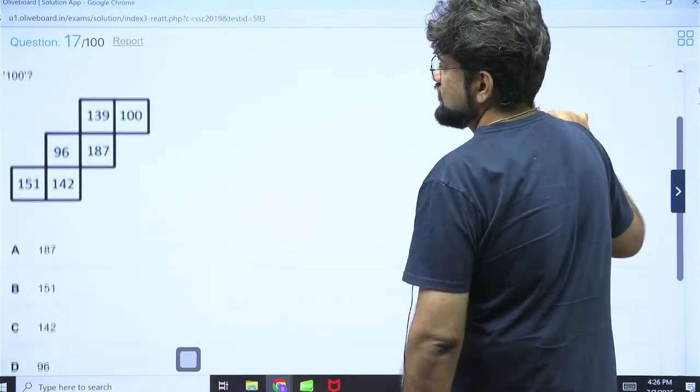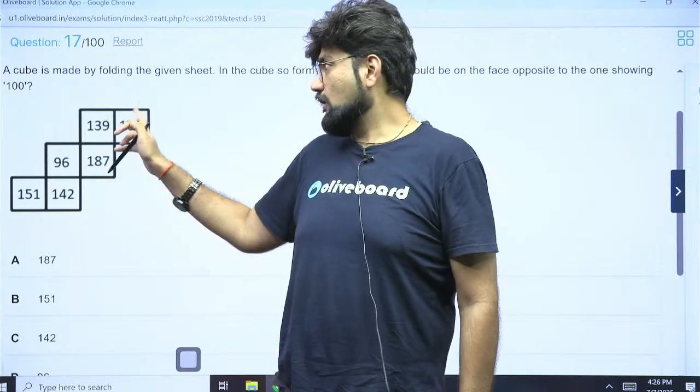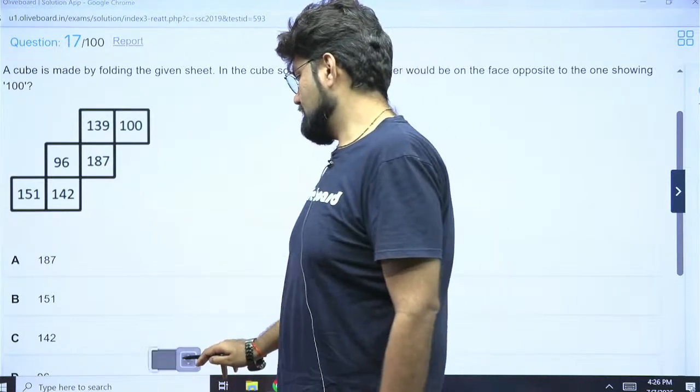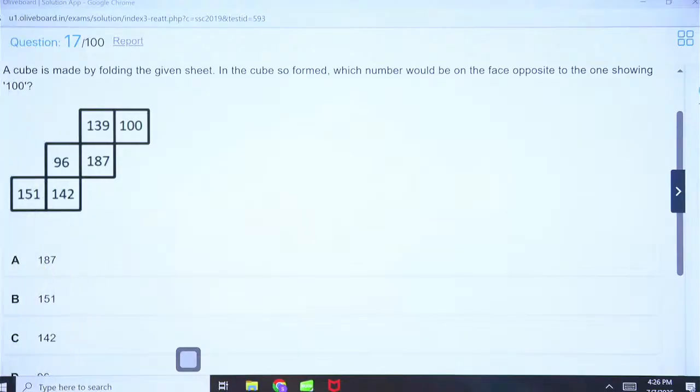This one is a good question actually. They want you, if this cube is folded in the form of a dice, what will come opposite to 100? What will come opposite to 100? Good evening, Purnima. What will come opposite to 100?